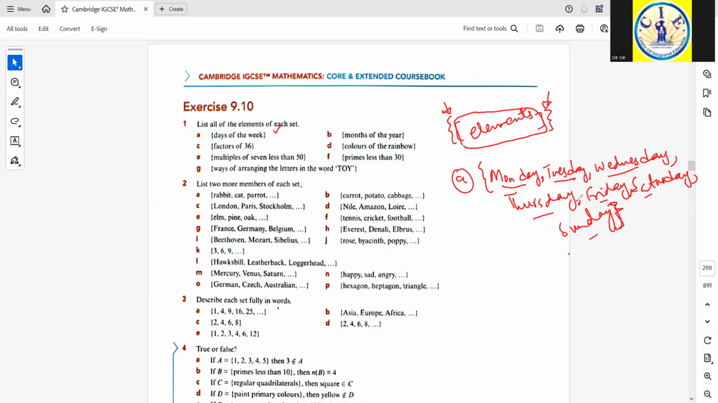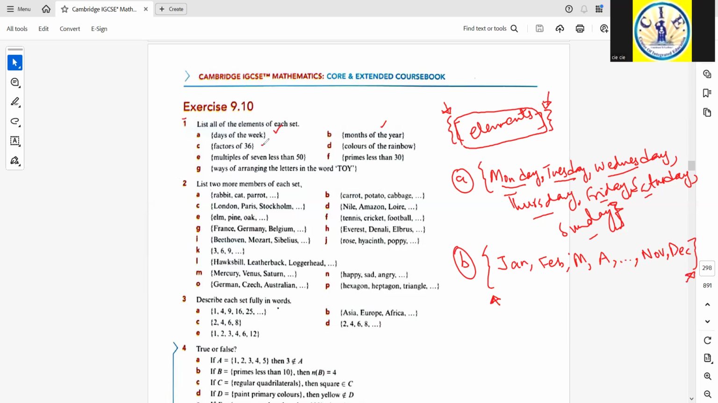Okay. Then part B is months of the year. So months of the year starting from January, then February, March, April, and so on. I'm not writing them down completely, but just explaining them. So second last would be November, and then it would be December. So this is how we write down this set, and these brackets again represent this set that contains the months of a year.